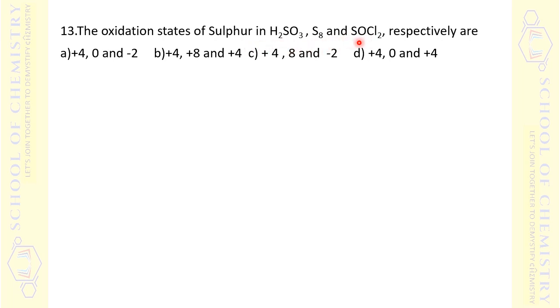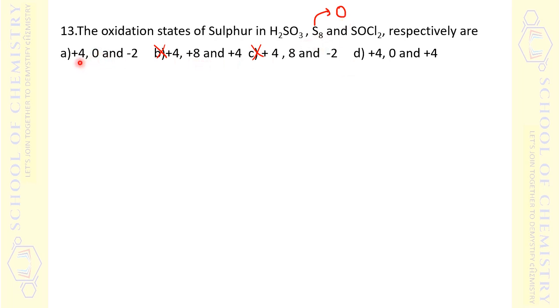So one thing, if you know, you can easily eliminate two options here. So sulfur is given as S8. So that means sulfur is in elemental state. So any element in elemental state, its oxidation state will be 0. If you know this fact, just based on that fact, you can eliminate option B as well as option C, because here they have given +8 and 8, right? But any element which exists in elemental state, not combined with any other atom, its oxidation state is 0. So therefore straight away you can eliminate two options.